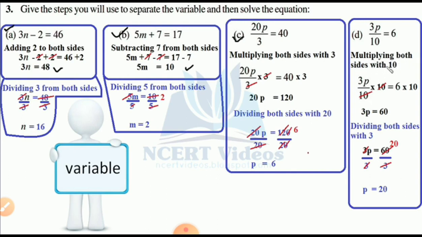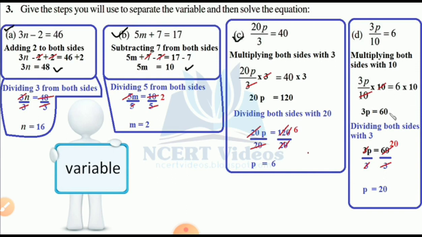Now I want to remove 3p. 3 is in multiplication. So I want to divide by 3 both the sides. 3 will cut. And here 20 3s are 60. P is equal to 20.